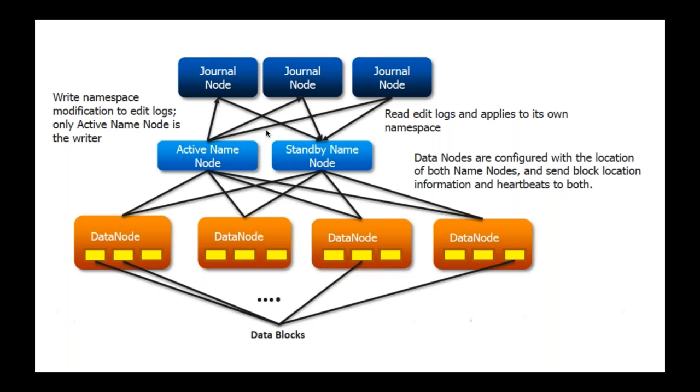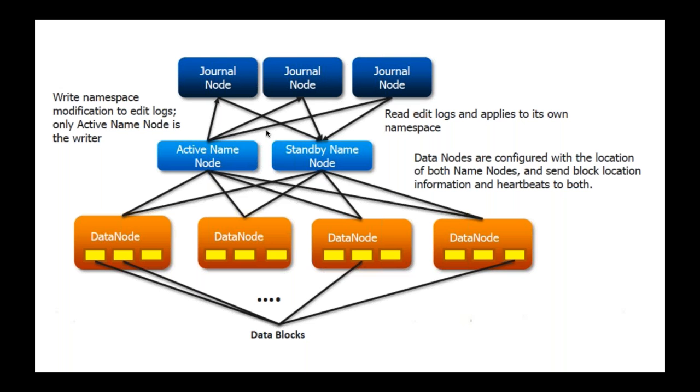So it depends on the size of your architecture, size of your cluster, size of your data. You go for journal nodes accordingly. Any questions so far? No. So if two journals are inactive, one journal node can handle those things? That's the reason.